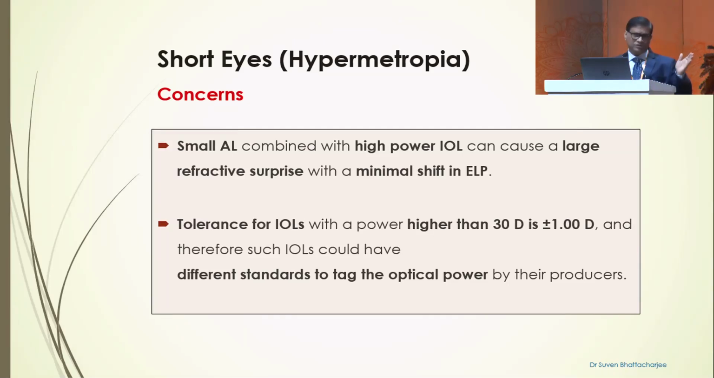And there is something which Doug also touched upon, but I don't know if most of you understood the significance of that particular slide. Tolerance of IOLs with a power of higher than 30 diopters is plus minus 1 diopter as per ISO standards, which means the manufacturer can get away by making a lens of 29 diopters or 31 diopters for what you choose as 30. So, you'll be off by 1 diopter clearly, and the manufacturer cannot be blamed for that. So, that is something which you have to keep in mind.